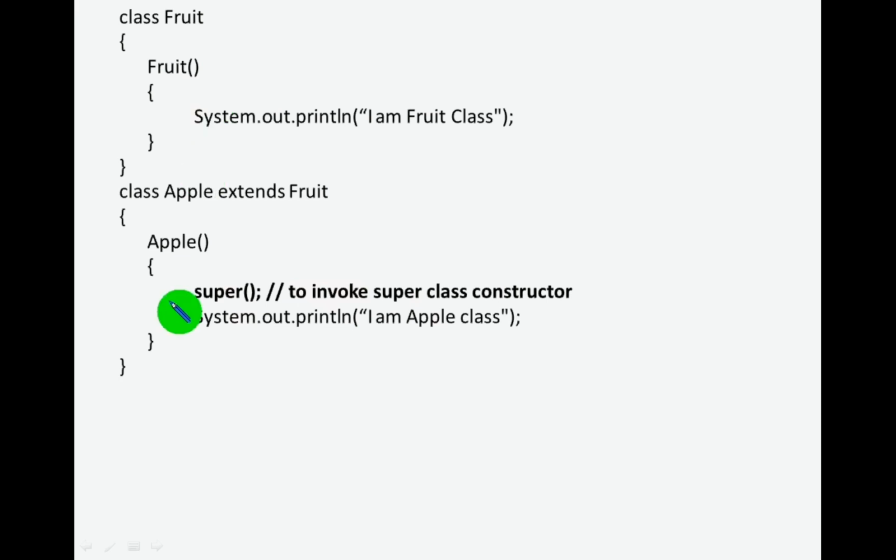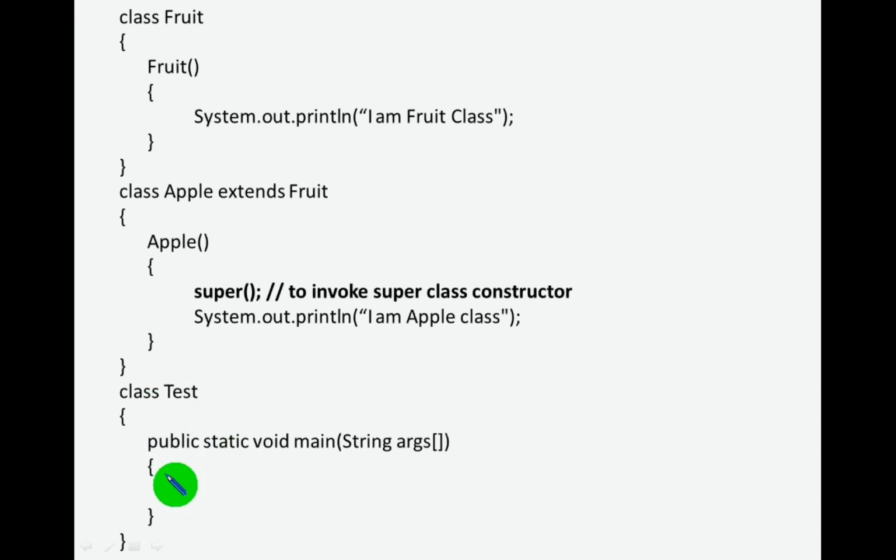Now inside the subclass constructor, again we are going to display another message, I am apple class, by using the System.out.println method. Next we are going to define a Test class to define the main method. Inside the main, we are going to create an object for which class? Yes, for the subclass. So Apple, object name is a, equal to new Apple.